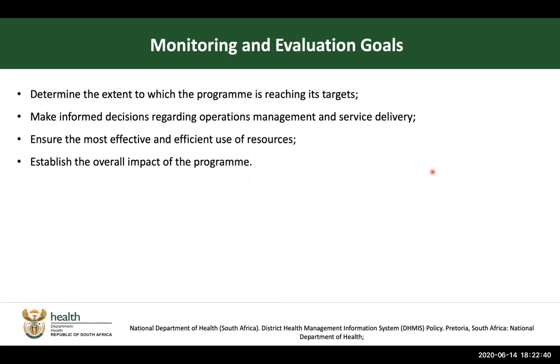And then also to establish the overall impact of the program. So if we have 60% coverage TPT for people living with HIV and AIDS, what is the expected impact on new cases of TB? If we get to 100%, what is expected? So in every work that we do, we need to be able to collect data so that we can see whether we are doing the things that we need to do. And as we do those specific actions, are we having the expected impact?